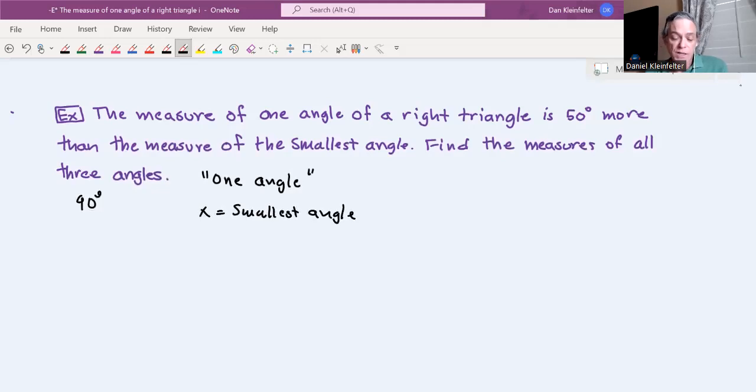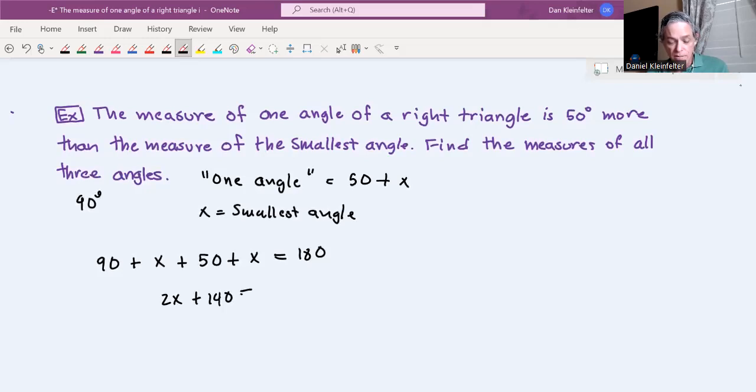Okay, so X will stand for the smallest angle, and then one angle, it says, is 50 degrees more than the measure of the smallest angle. So now we have an expression for all three of these angles, the 90-degree one, the smallest angle, and then the medium-sized angle. And all those together have to make 180 degrees. So simplifying, we'll have 2x plus 140 equals 180. So 2x equals 40, and x is 20. So that was the smallest angle.